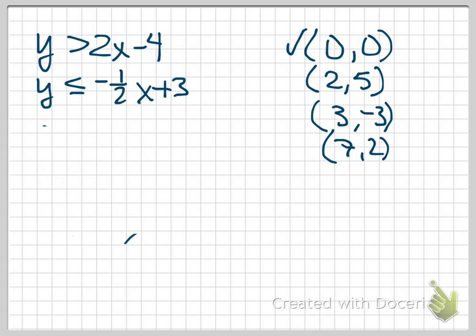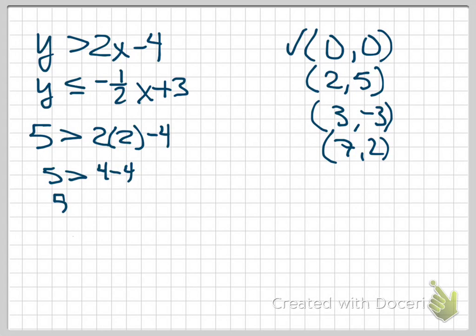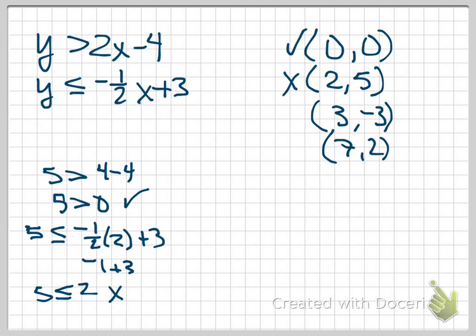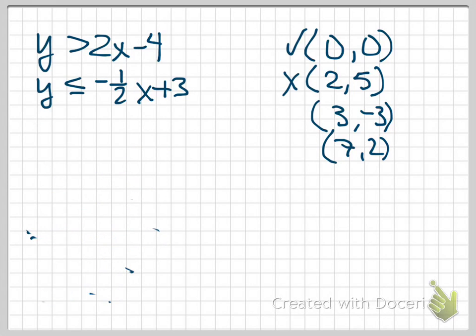Now watch what happens when I do the 2 and 5. I put the 5 in place of the y and the 2 in place of the x, and I get 5 greater than 0 for the first inequality, so that checks. But I try it for the second inequality, and I get 5 is less than or equal to 2, which is not true. So that second point doesn't work. Do the third point, and you're going to get the same results.